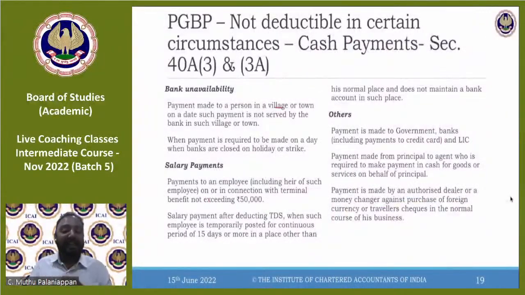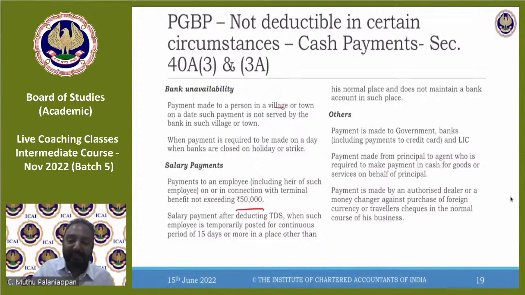When you have a salary payment, basically to a person who has quit, you're settling him. He has quit the employment, or he has passed away, the employee is no more. Now you are making the payment, either to the employee or the legal heir of that employee. If it is less than 50,000, it can be paid in cash. So termination benefit paid to the employee or legal heir up to 50,000 is okay.